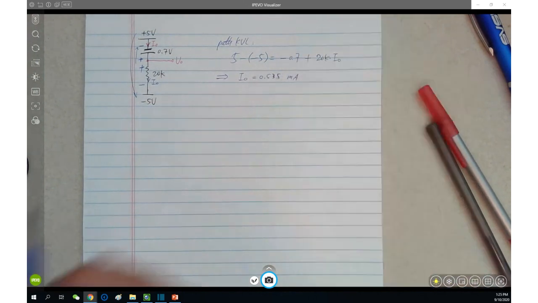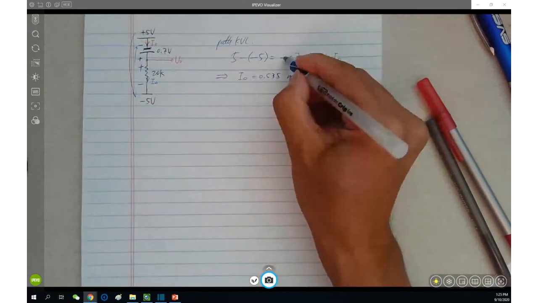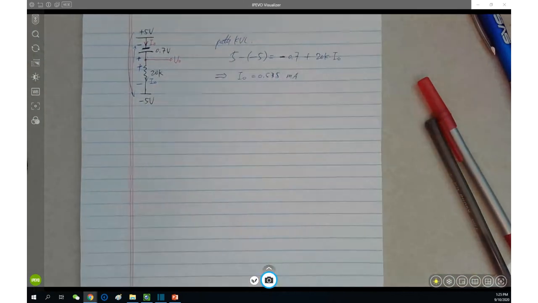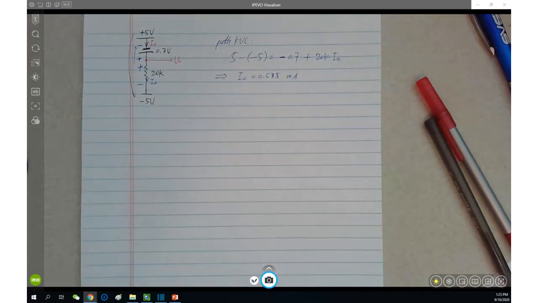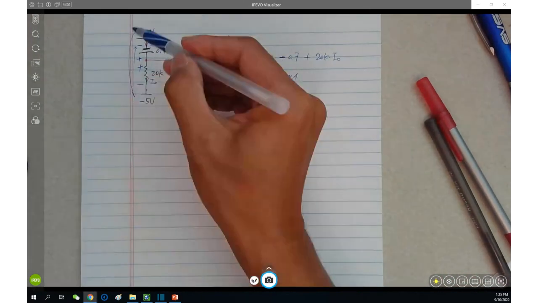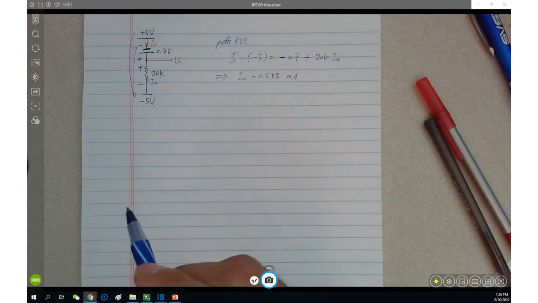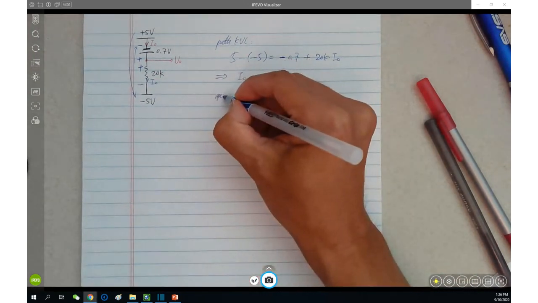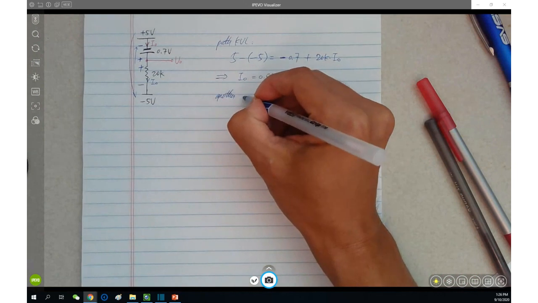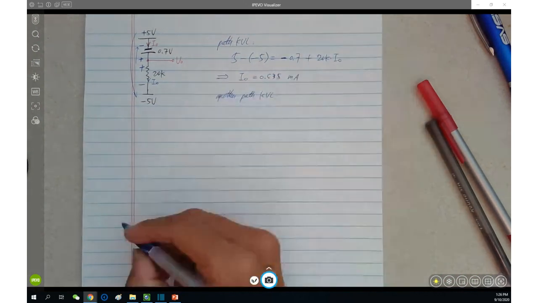Right. So this is the path KVL. Okay. So the key is this negative 0.7 volt. It must follow this direction. Otherwise, your polarity must be reversed. And next, you just pick any path KVL you feel comfortable with to find out V naught.